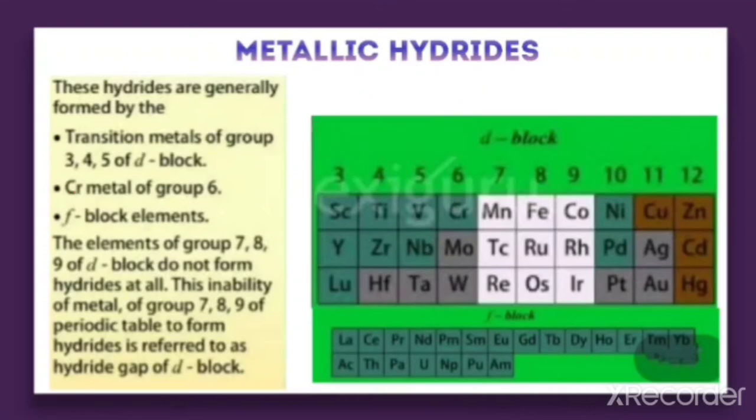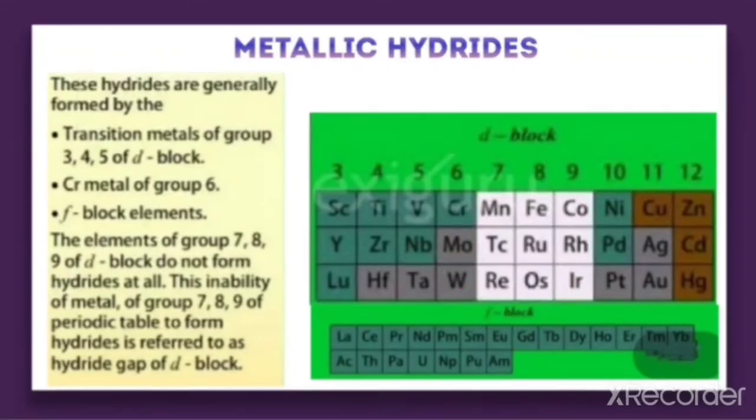But the elements of group 7, 8 and 9 that you can see here, which are shown in white color, these are the D block elements which do not form hydrides at all. That means the elements of groups 7, 8 and 9 of D block do not form hydrides at all.